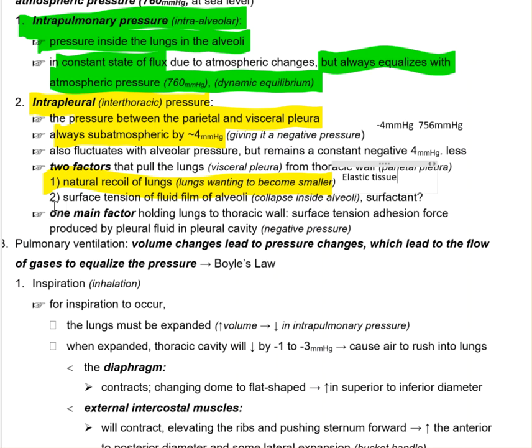That's what's causing this natural recoil of the lungs. All of that elastic tissue adds up to causing the lungs to want to be smaller. They're stretched slightly and they want to go back to their original shape.